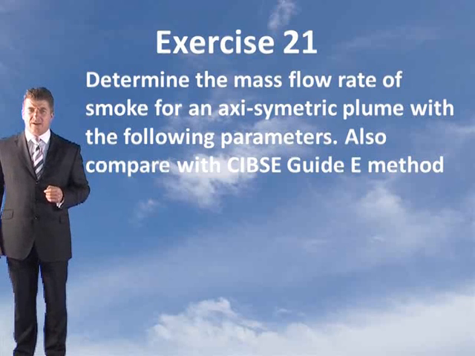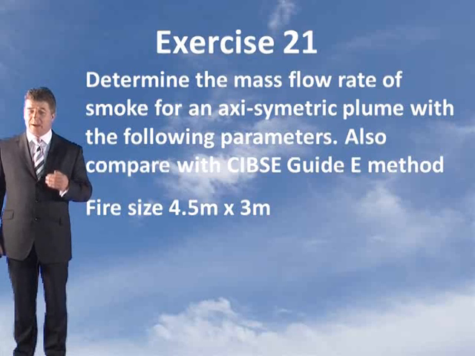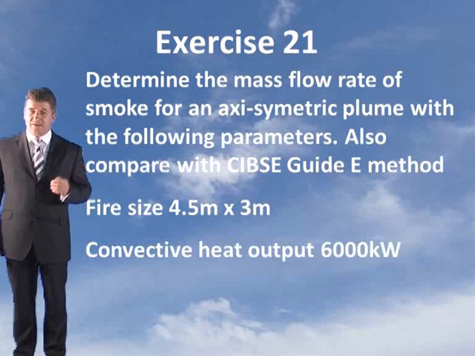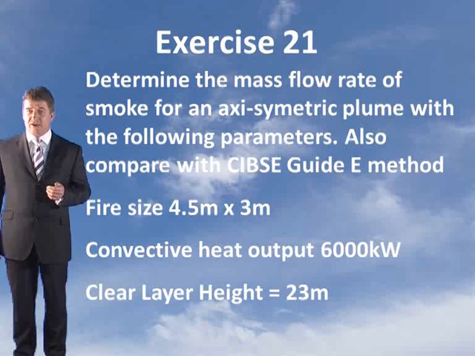Determine the mass flow rate of smoke for an axisymmetric plume with the following parameters, and we've also asked you to compare it with SIBSE Guide E. Now the fire size is 4.5 metres by 3 metres, and your convective heat output is 6,000 kilowatts, and the clear layer height is 23 metres.